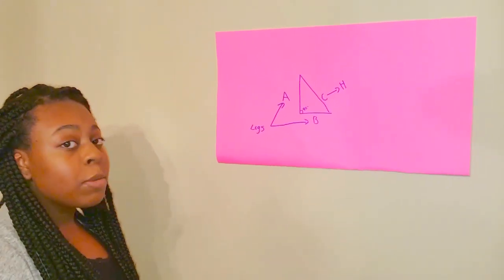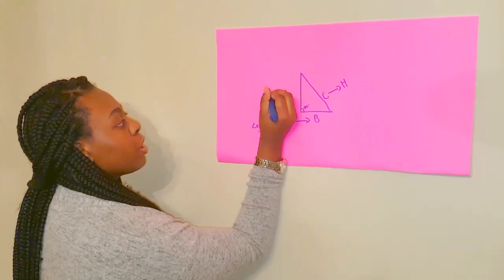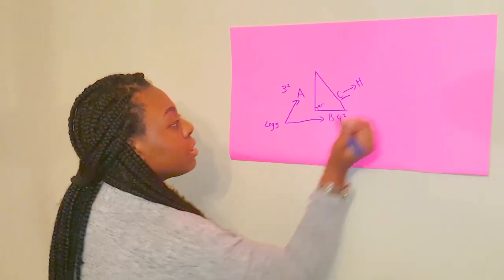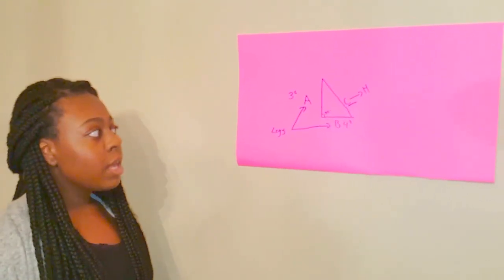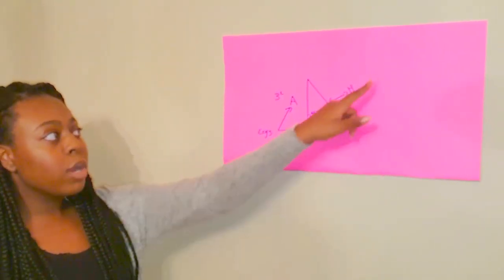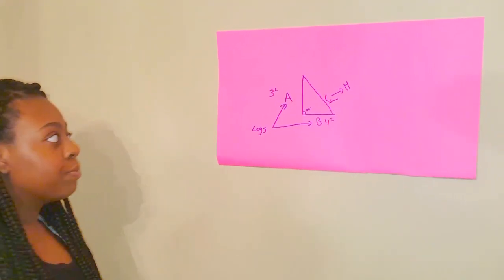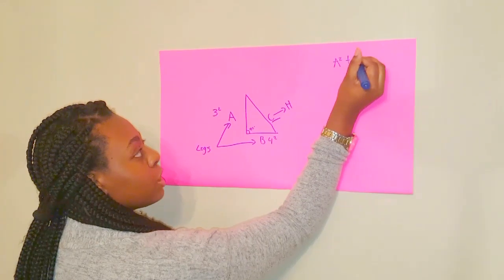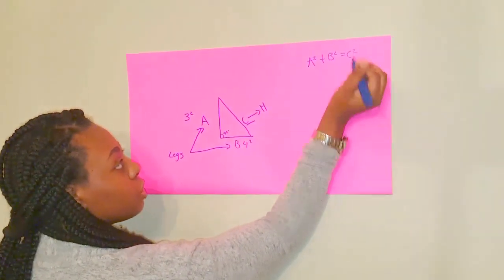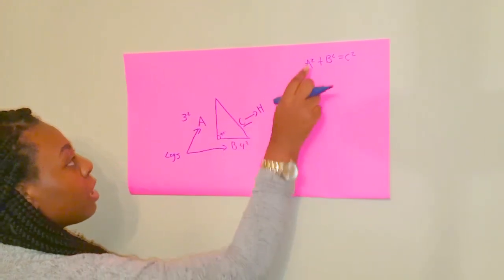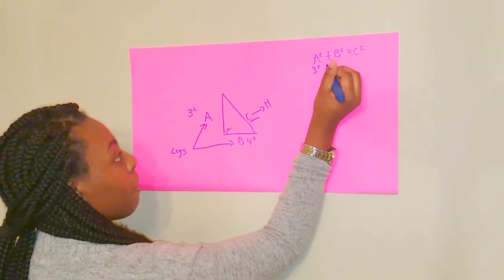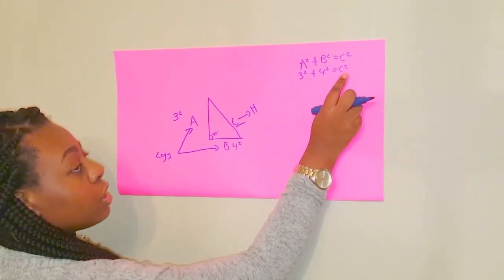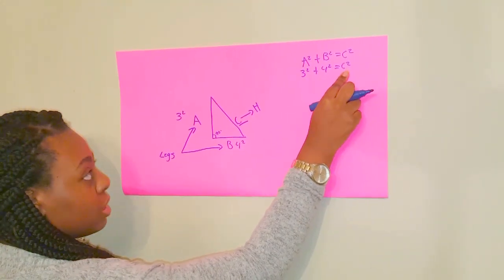So now that you've done that, you can plug in your numbers. So we would do 3 squared, 4 squared, and our goal is to find C, okay? So now we could show our work to solve this equation. We would do A squared plus B squared equals C squared, okay? So now we would plug in our numbers. 3 squared plus 4 squared equals C squared, because we don't know what C squared is, and that is our goal. We're trying to find C squared.